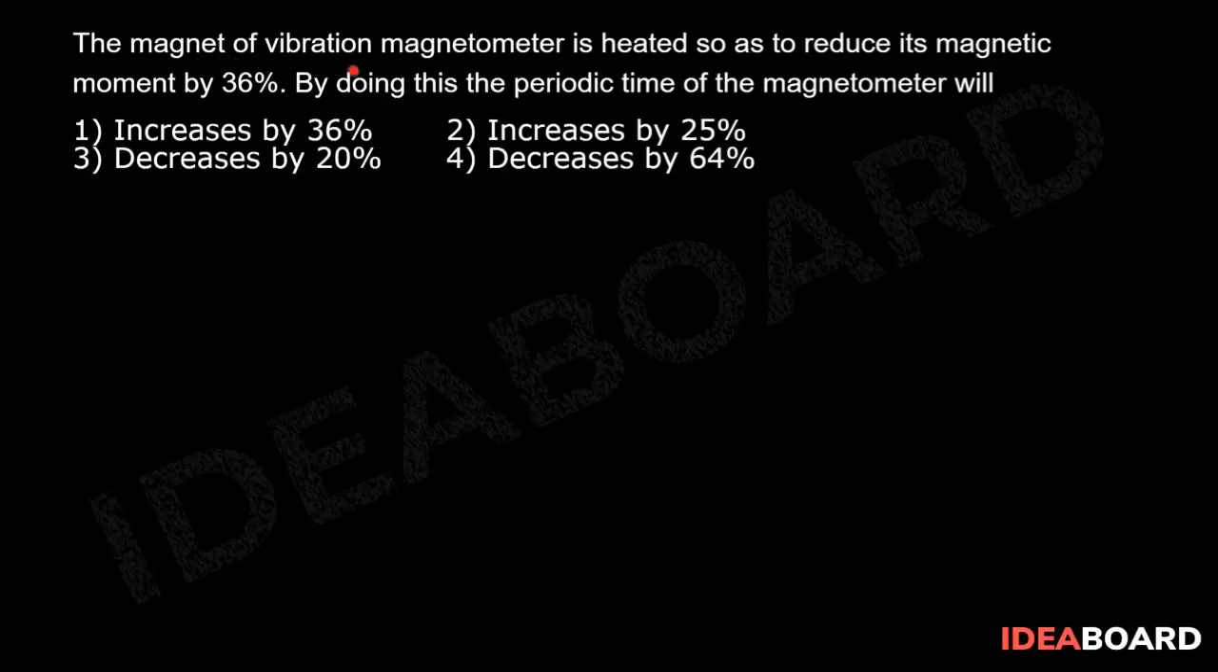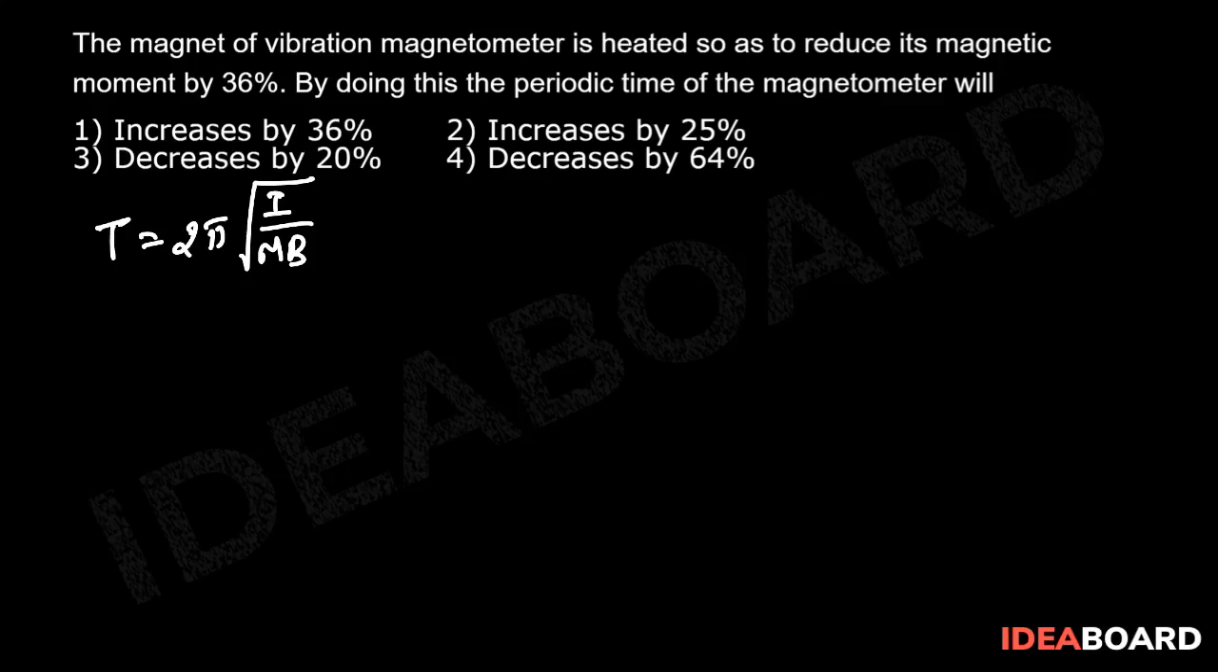The magnet of a vibration magnetometer is heated so as to reduce its magnetic moment by 36%. By doing this, the periodic time of the magnetometer will... Okay students, we know that the period of oscillation of a magnetic needle or a magnet in an external uniform magnetic field is given by T equals 2π root I by mB.